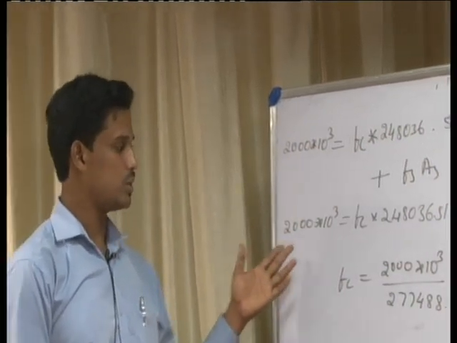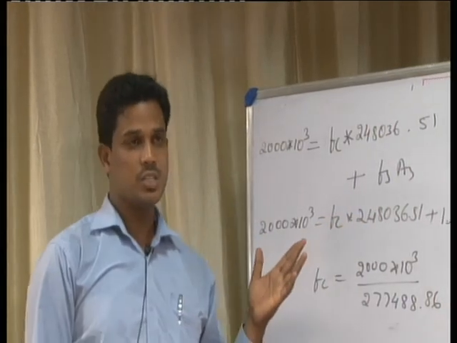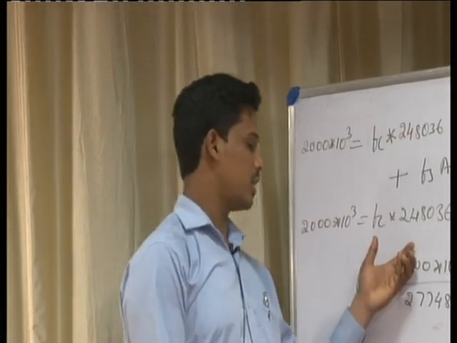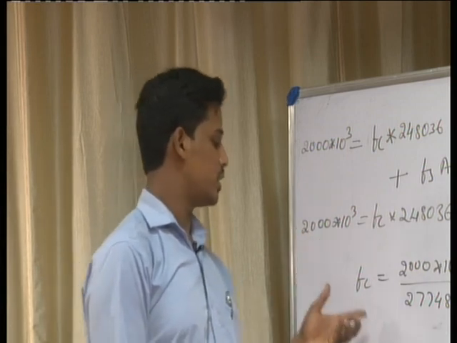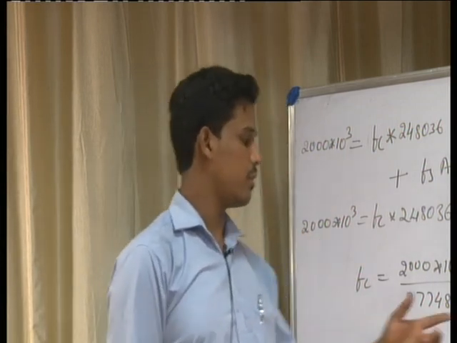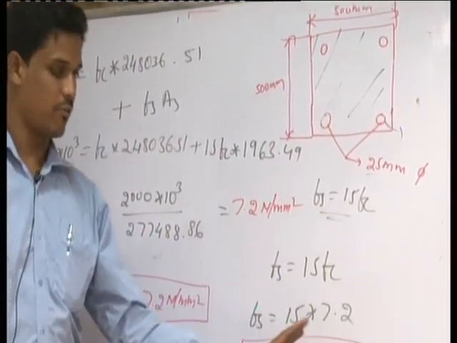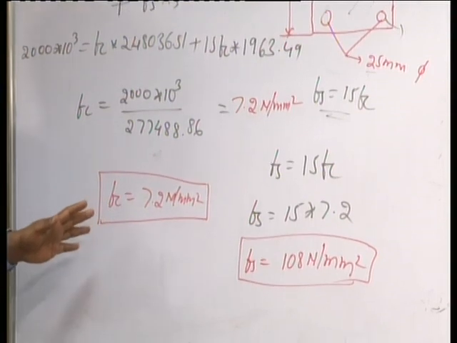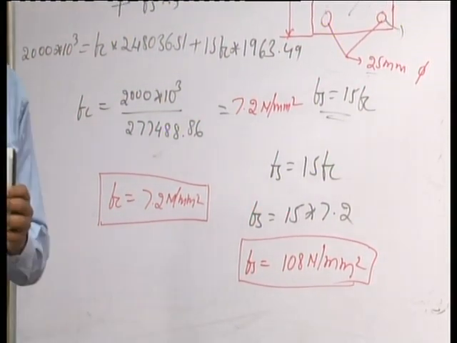That is, the total load is equal to the load shared by the concrete plus the load shared by the steel. After substituting the expressions in this total load expression, we will get the stress in concrete. By using the expression for Fs, the stress in steel in terms of stress in concrete, we will get Fs. This is our intention, to calculate the stress in concrete as well as the stress in steel.